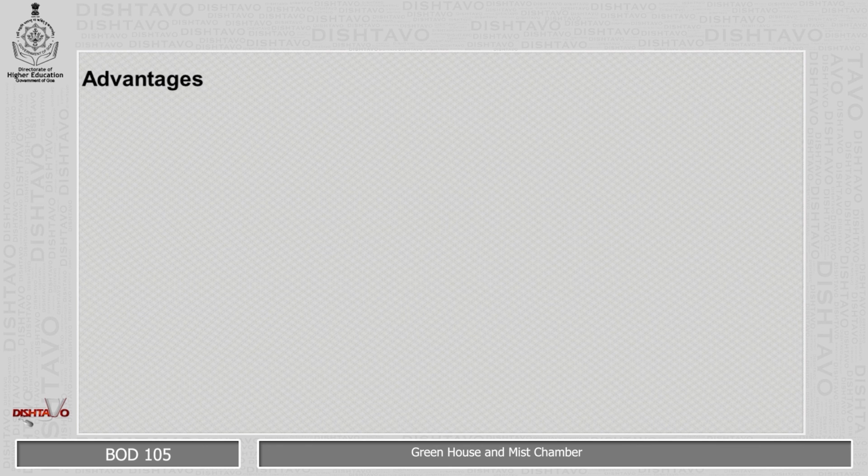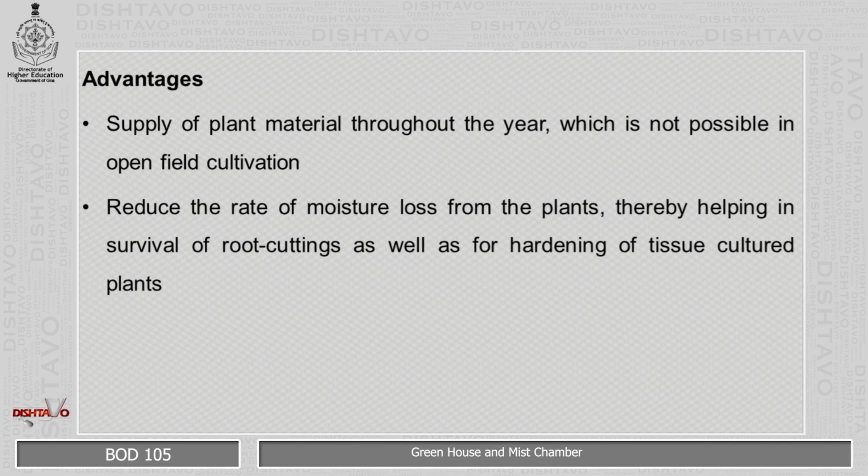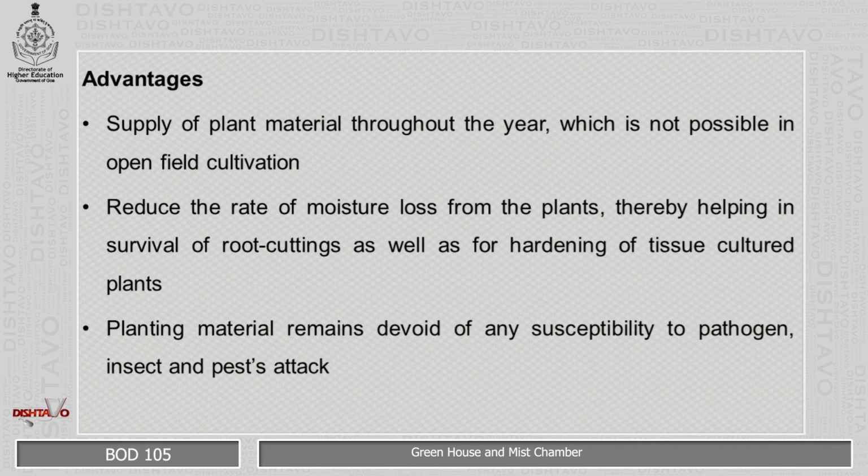Advantages of mist chamber include it is possible to supply plant material throughout the year, which is not possible in open field cultivation. Reduces the rate of moisture loss from plants, thereby helping in survival of root cuttings as well as hardening of tissue cultured plants. Planting material remains devoid of any susceptibility to pathogen, insects and pest attacks.